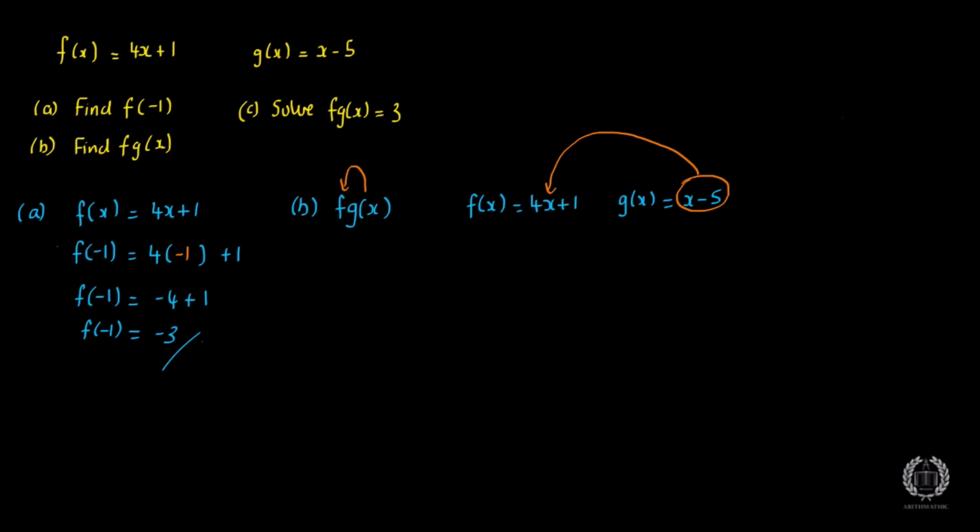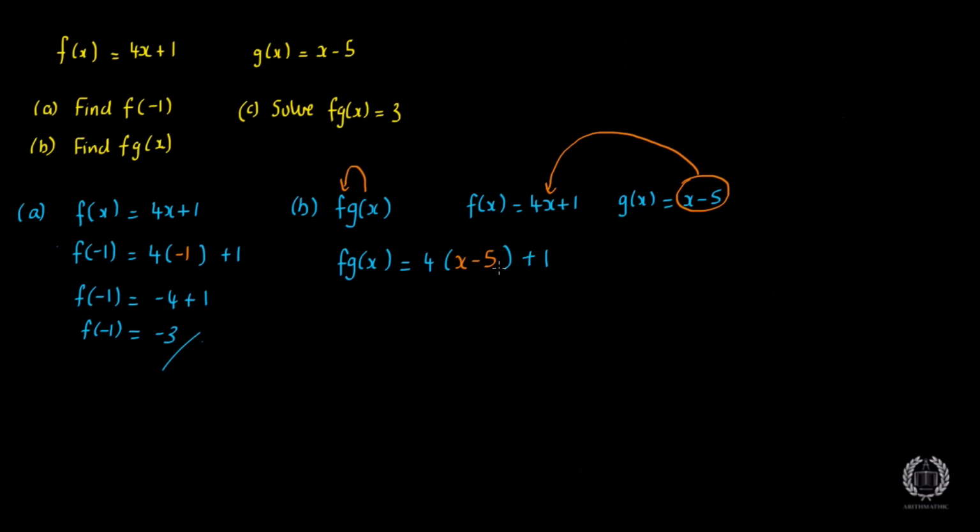So what that basically means is, I'll show you again how this is going to work. I'm going to have fg of x equals, because we're going to take x minus 5 and put it inside here, so I'm going to have 4 bracket, instead of x, what do you guys think we're going to have now? X minus 5, right? So instead of x, I'm going to have x minus 5 here, and then this plus 1 stays here.